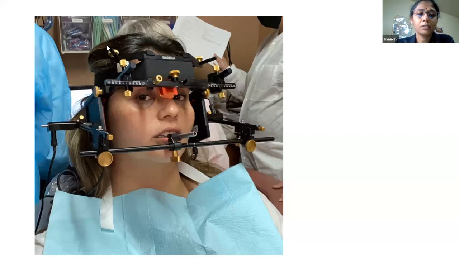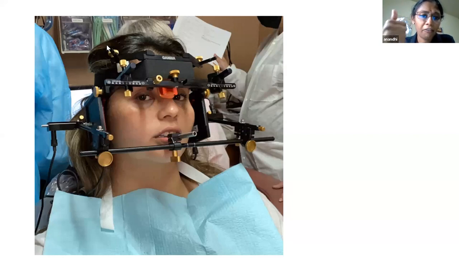So we ask the patient to go back, right? And then to this side, and then back. Those are called border movements that we do: open, close, forward, backward, mediotrusion right, mediotrusion left. And everything we do at least three times.